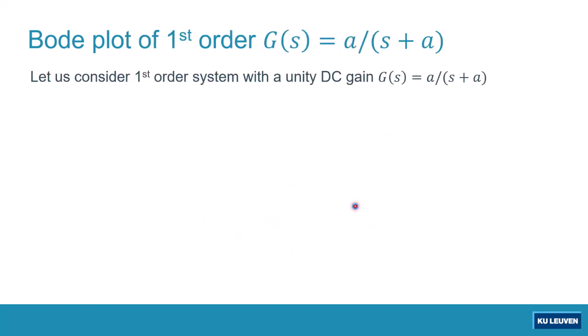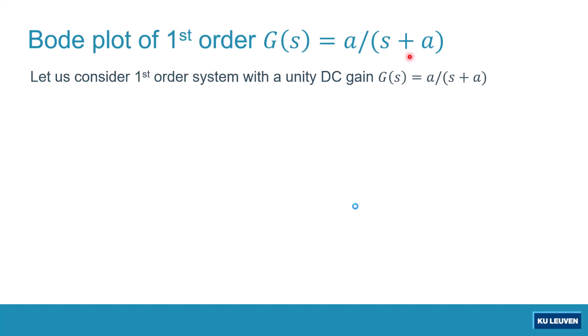Now let's move to a slightly more complex system. It's still considered to be a simple system anyhow. We have now a first order system, A over S plus A. This means this Gs has one pole at negative A. Let's consider A is a positive number now.